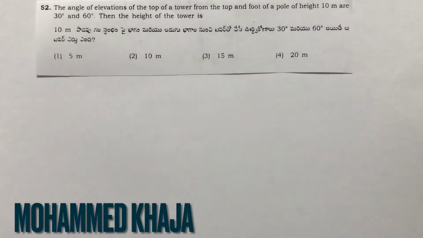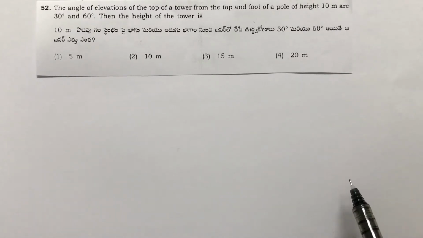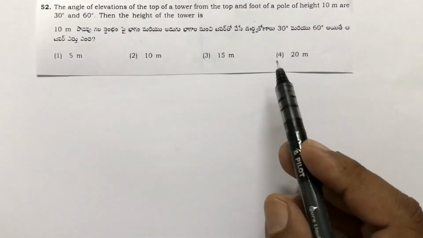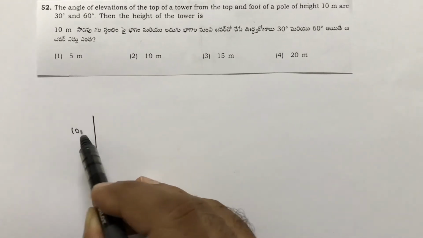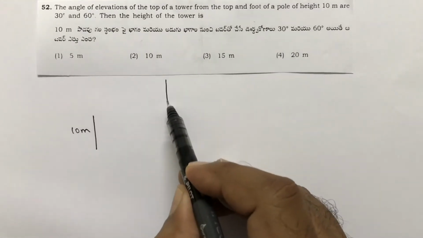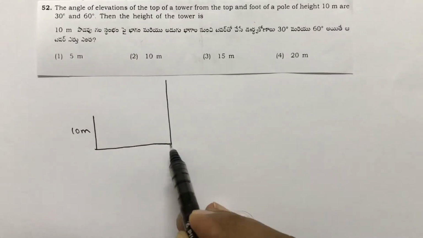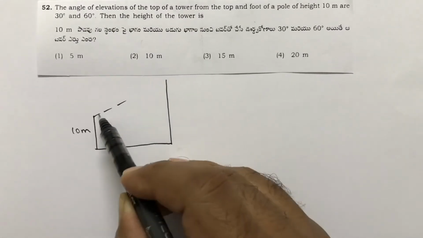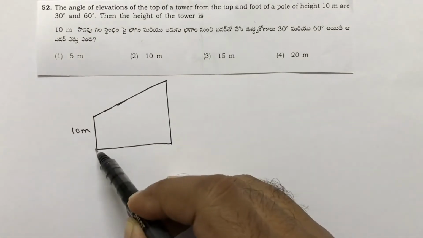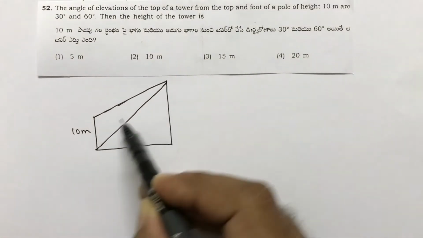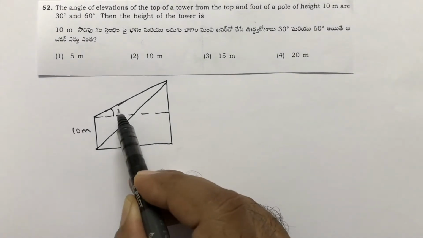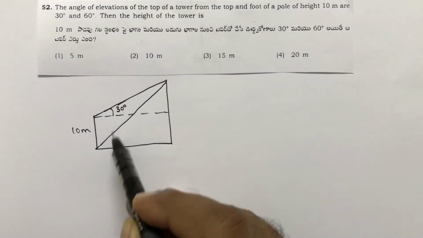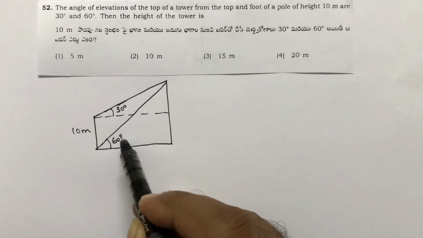52nd question. The angle of elevation of the top of a tower from the top and foot of a pole of 10 meters. So here take a 10 meter pole. The angle of elevation of the top of the tower from this top and from its foot. So we need to draw the horizontal surface here. This angle is 30 degrees and from its foot it is 60 degrees.